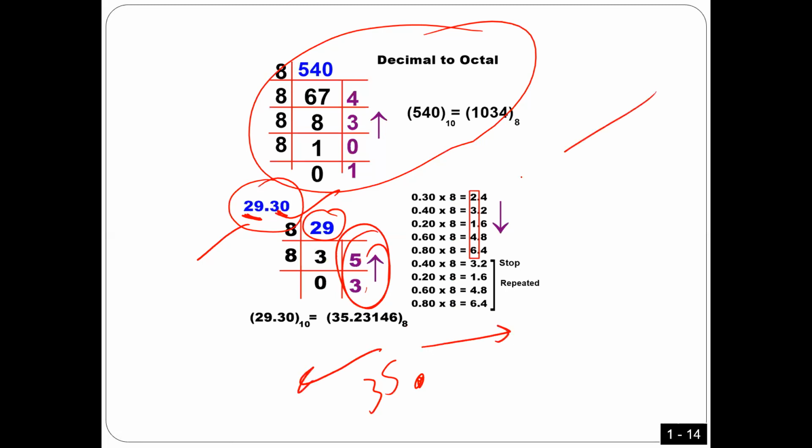Okay, you can see in this example, I get the fraction part. I multiply by 8. So I got 2 and then 0.4 multiplied by 8. And then here I can just stop, and it started to repeat again. If you can get 3 digits, that's more than enough.